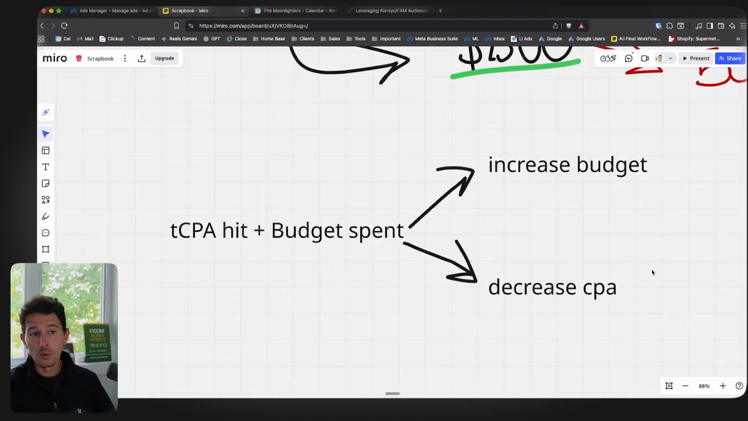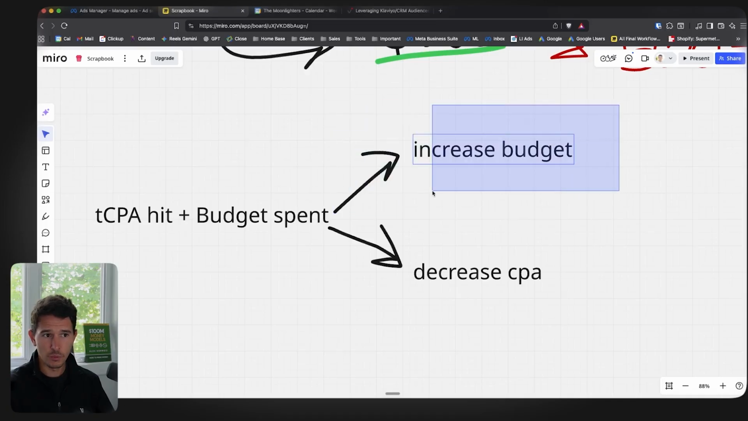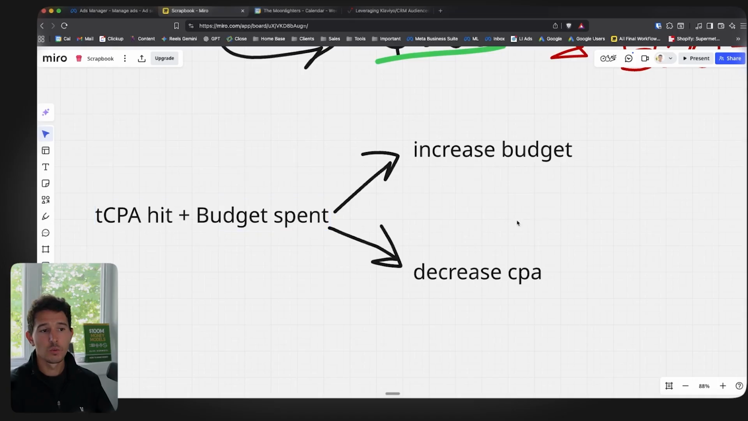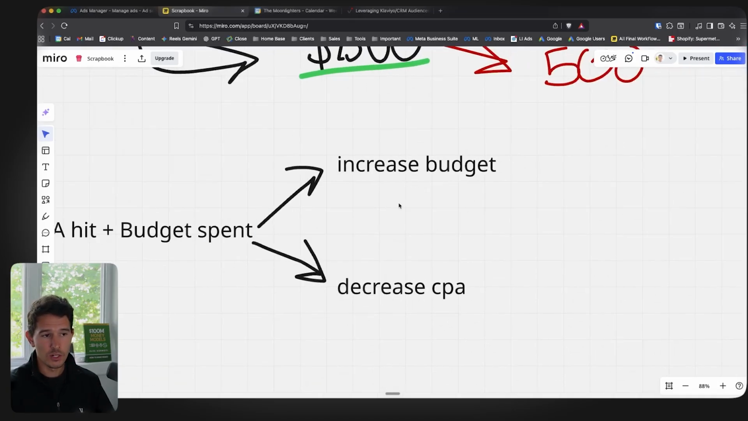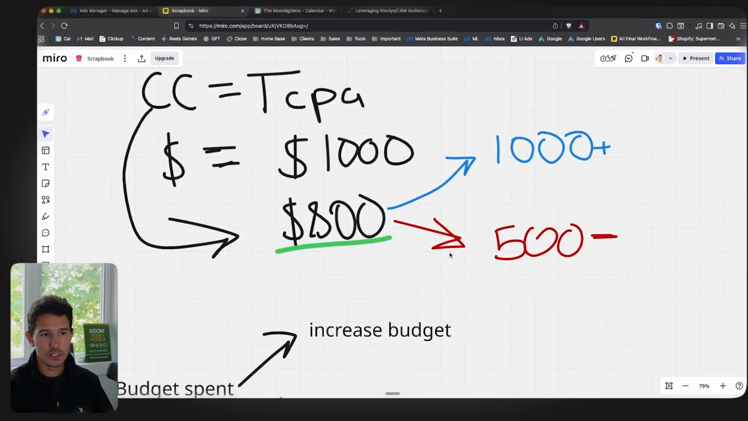Now, I always want to scale brands, right? Think about your contribution margin. Don't necessarily think about squeezing like 5% efficiency out. You want to increase scale. The way you increase scale is you increase budget and you continue to hit the TCPA. So what I would like to do is increase budget and keep my CPA the same until we reach this balance again.